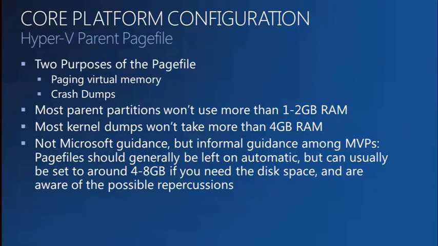So one of the things you can do if you end up on one of these machines with very limited storage that you need some space for is you can actually bring down the size of that Hyper-V parent page file. There are two primary reasons to have a parent page file. One of those is to do crash dump. So if you need to do a kernel dump, you're looking at no more than 4 gigs of RAM. And of course you're going to need memory just for the parent machine. If it needs to do any sort of paging, you're not going to use more than a couple gigs.